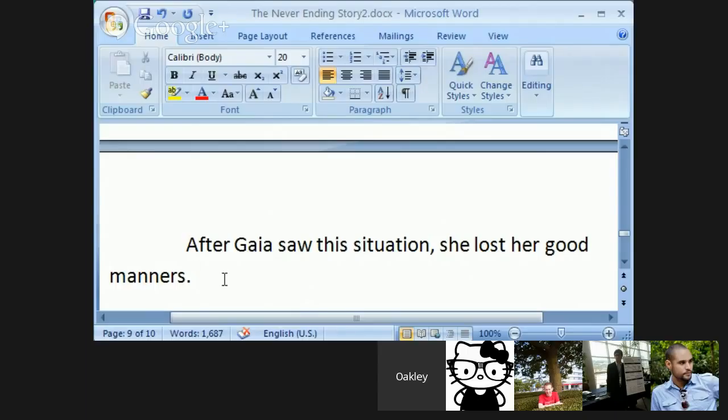Heidi, your next sentence. Charles was looking at her, and then he wondered, what is her good manner? You never seen her good manner.